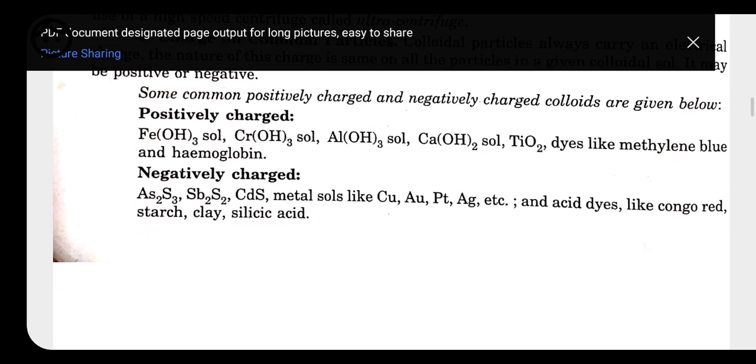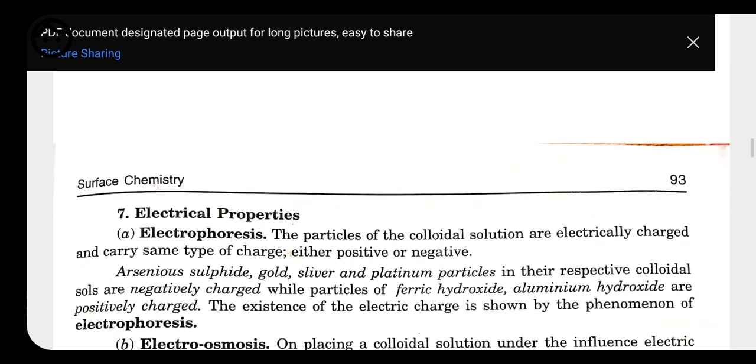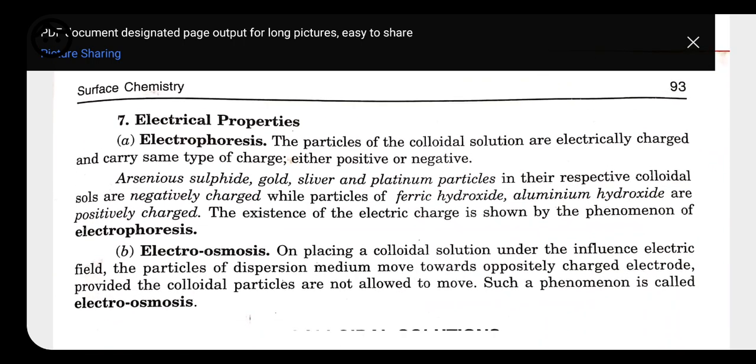Next is the electrical property. Electrical property means what happens whenever we pass electric current through the colloidal solution. First is what is called electrophoresis. So what do you mean by electrophoresis? First we have to know. In electrophoresis, whenever we pass the electric current through the colloidal solution, the particles may have either positive charge or negative charge. So the particles start moving from one place to another, because here we are giving current from outside.